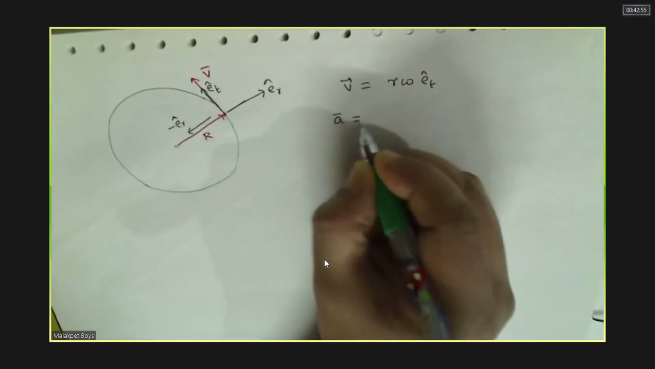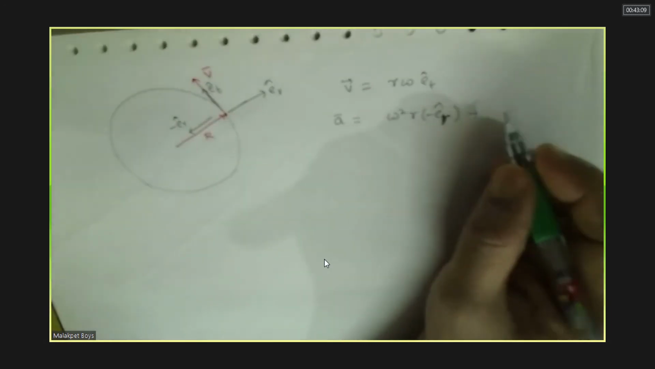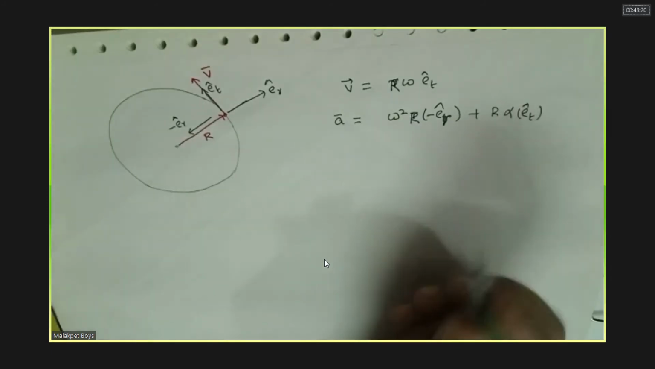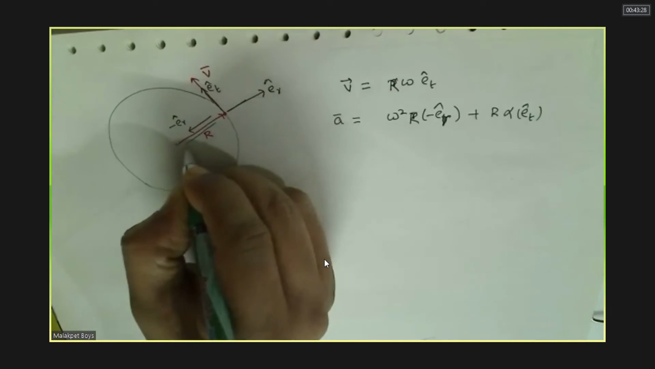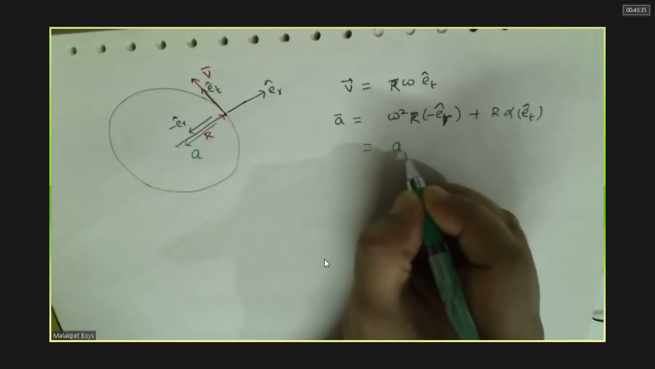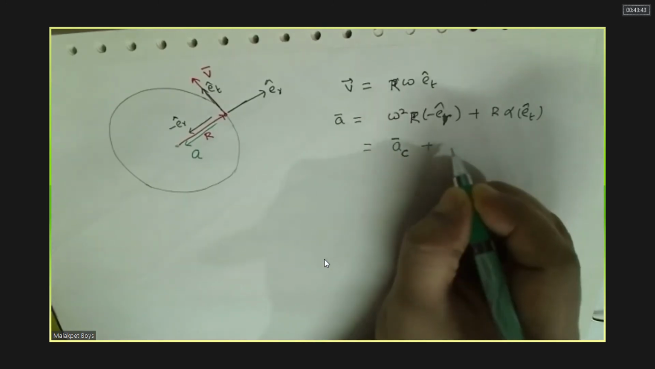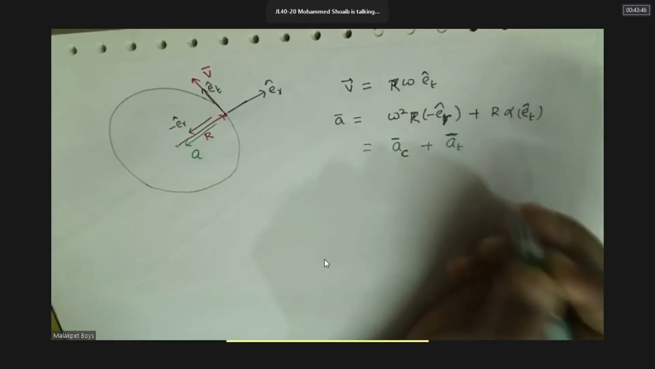And the acceleration vector has two components. What are those? One is minus er, we got this one. The other is along R alpha et. That means the acceleration has two components. One is in this direction, so I'll say that one acceleration is towards the center. So I'll call it AC, plus the other is AT. Can I call it like this?